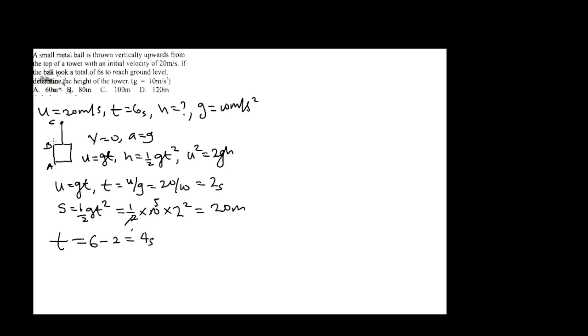Are you getting that now? Since the time that takes the body to move from B to C is 2 seconds, the time that takes the body to move from C to A is going to be the total time minus that 2 seconds. So if we have 4 seconds to cover the distance between C and A, then we can use that to calculate the distance that is required. So the distance required, which is the distance CA, is equal to 1 over 2 gt squared. So we have 1 over 2 times 10 multiplied by 4 squared.